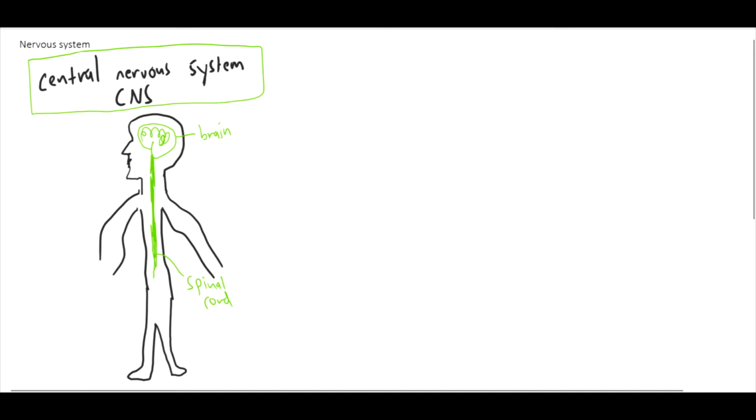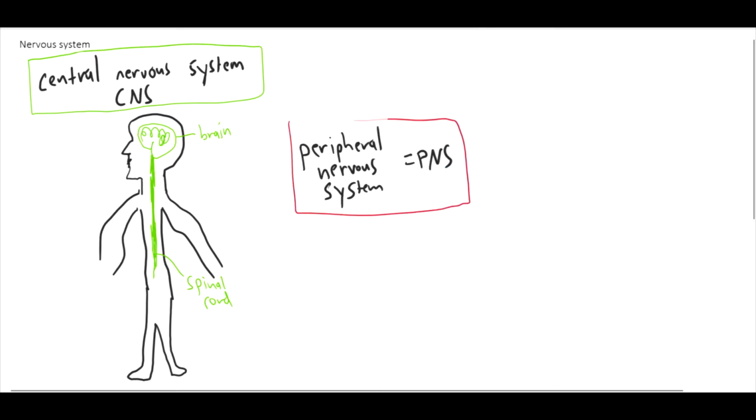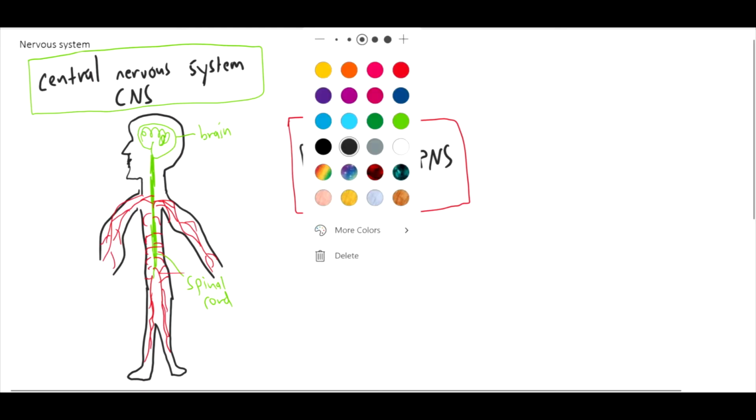Information comes in and out of the CNS via the peripheral nervous system. These are all the nerves that extend from the CNS out to the periphery, so out to the muscles, and back from the periphery or sensory structures like touch sensors in our fingers back into the CNS. Here I'm drawing it, the PNS, the peripheral nervous system, in red.